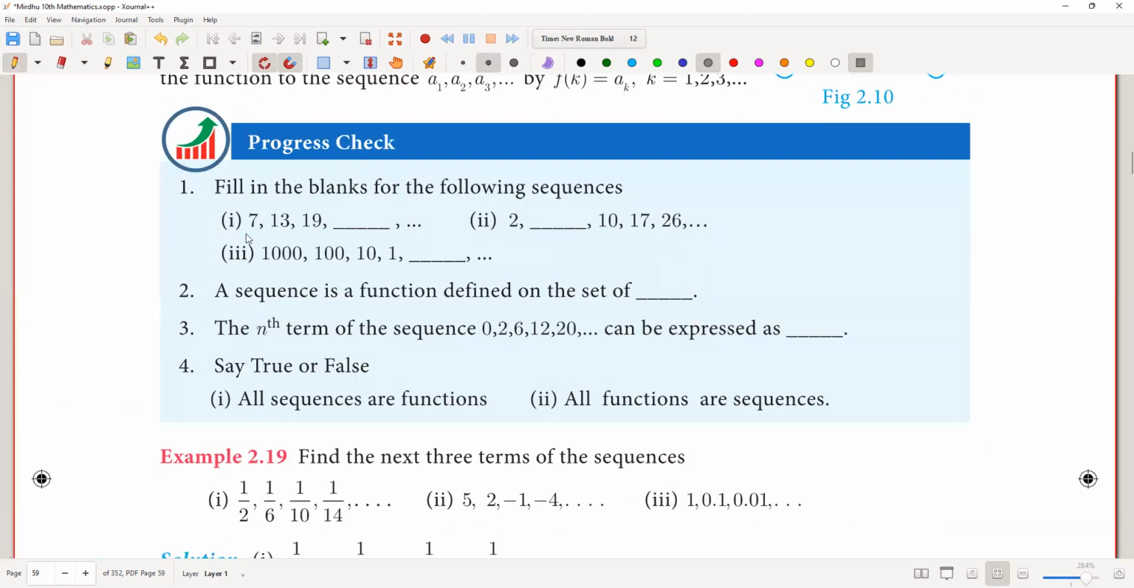Check here. What is the sequence you may find? What would be this number? 25. How come? 7 plus 6, 13. 13 plus 6, 19. Good. All right, good. What about this? 2, 10, 17.